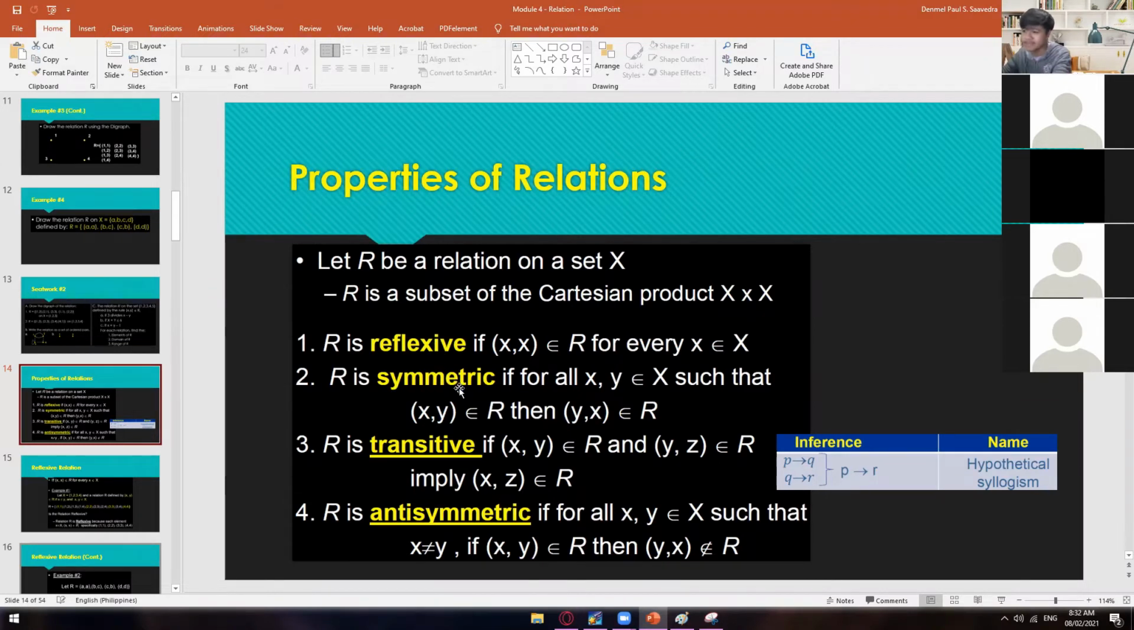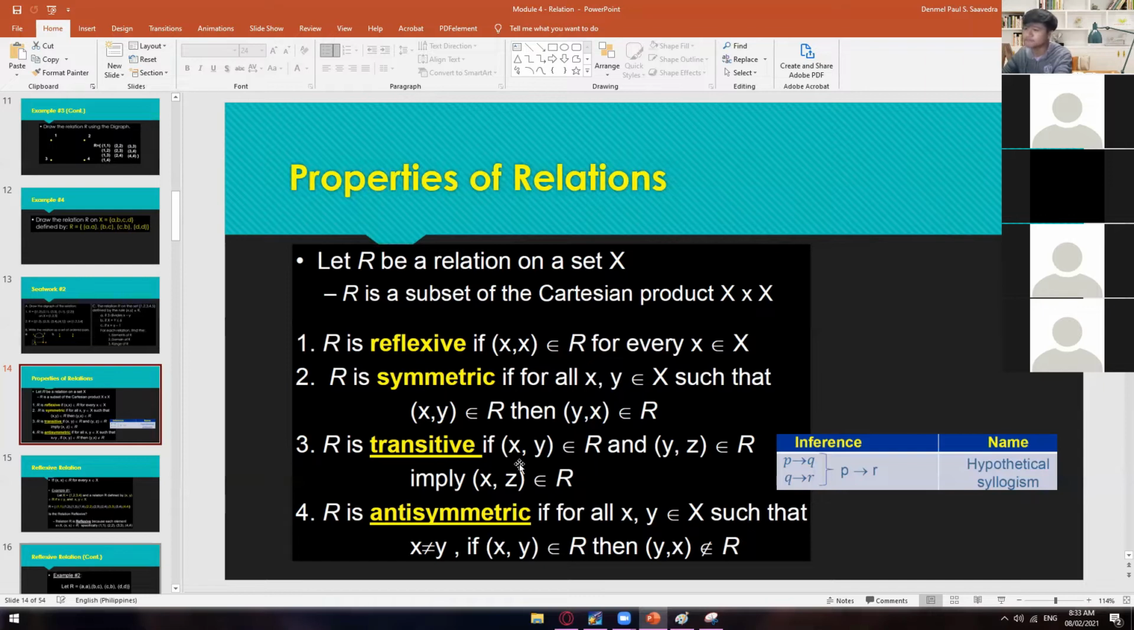Then we have here symmetric. You can say that it's symmetric if for all x, y in X such that (x, y) is an element of R, then (y, x) is also an element of R. Meaning, if we have the ordered pair (1, 2), then you should also have (2, 1). If you have (2, 3), you should also have (3, 2). So they are now symmetrical, like mirrored. This one is also super simple.